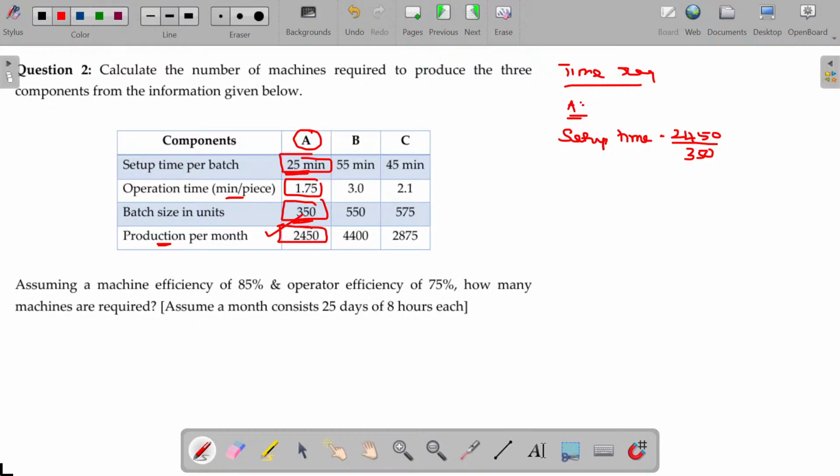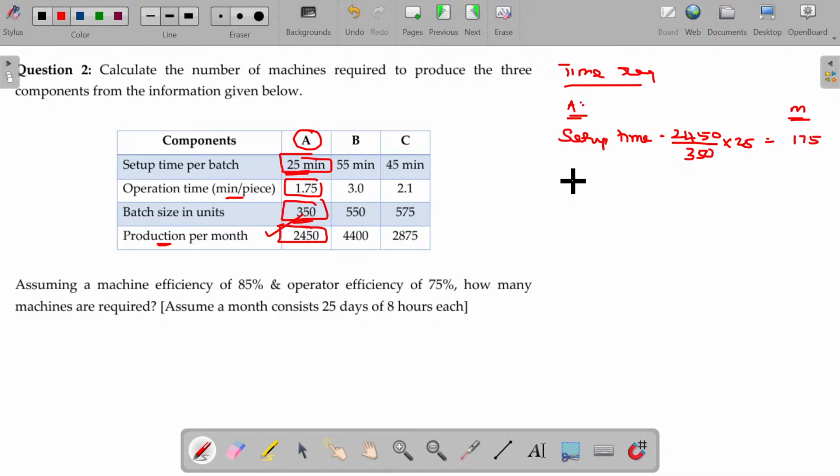7 batches. In this classroom, I can conduct classes for 50 students. If I get admission for 300 students, how can I conduct the classes? I need to have 6 batches. Okay, the same happens here. I need 2450 units to be produced. For every batch, I can produce 350 units. For setting up each batch, it requires 25 minutes, so I may lose 25 minutes every batch. If I multiply with 25 minutes, what is the time required in minutes? 175 minutes for setup alone.